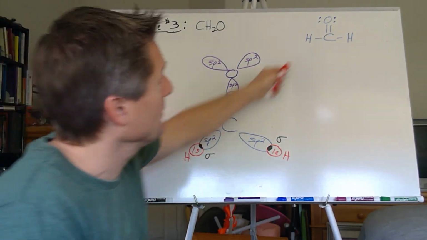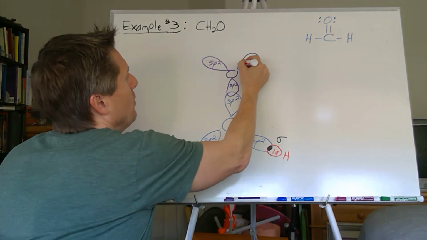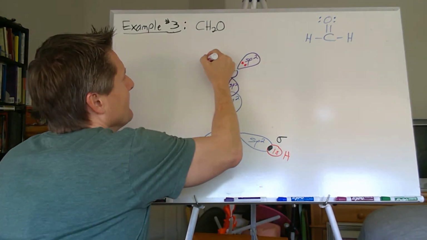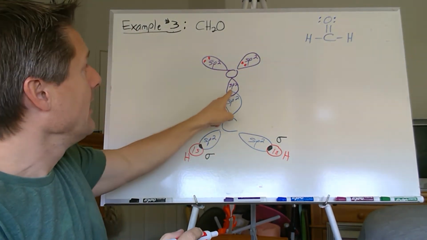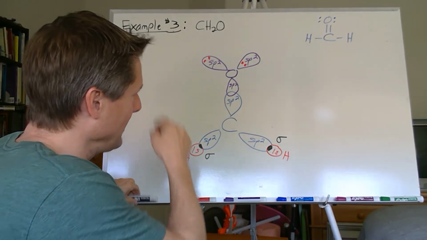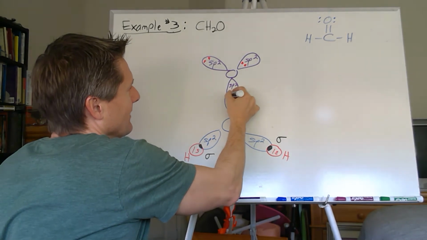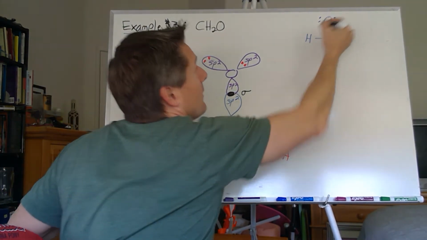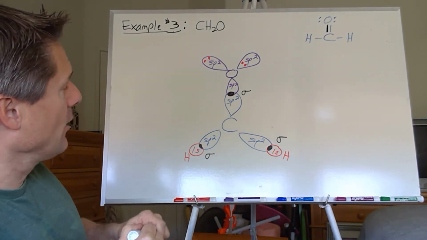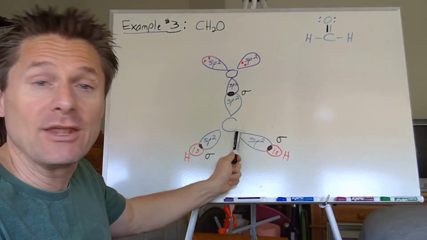So 2 of these are going to be lone pairs. Let's put a lone pair there. So that counts for that lone pair and that lone pair. And then this will be the sigma bond between the carbon and the oxygen right there, a head-on overlap. So you've got some electron density along the internuclear axis.